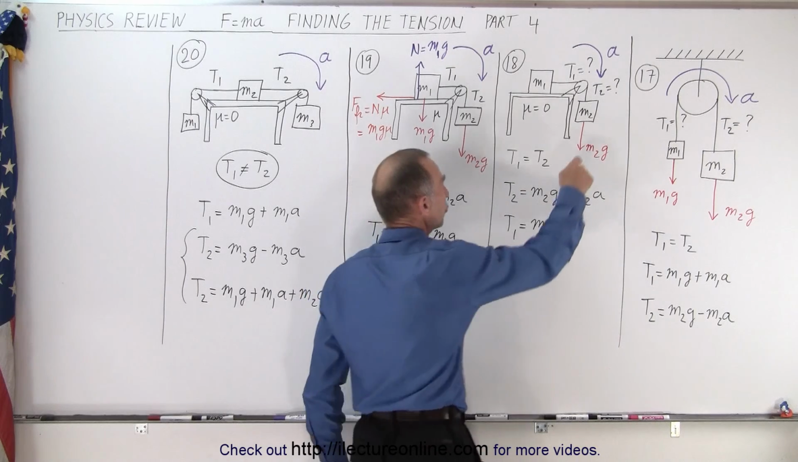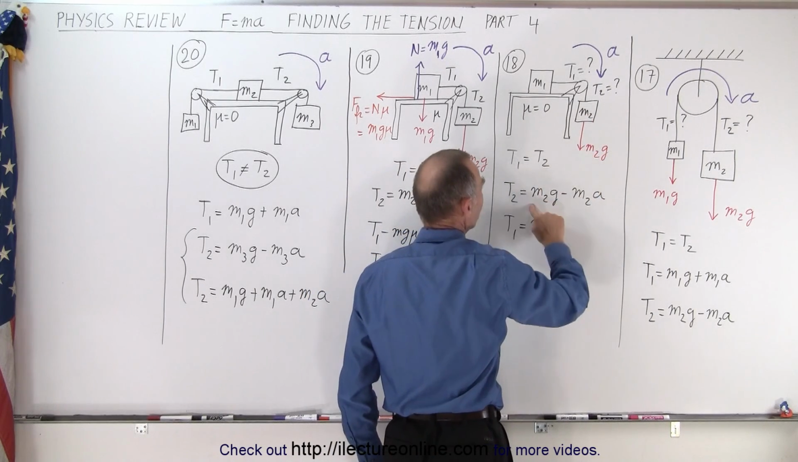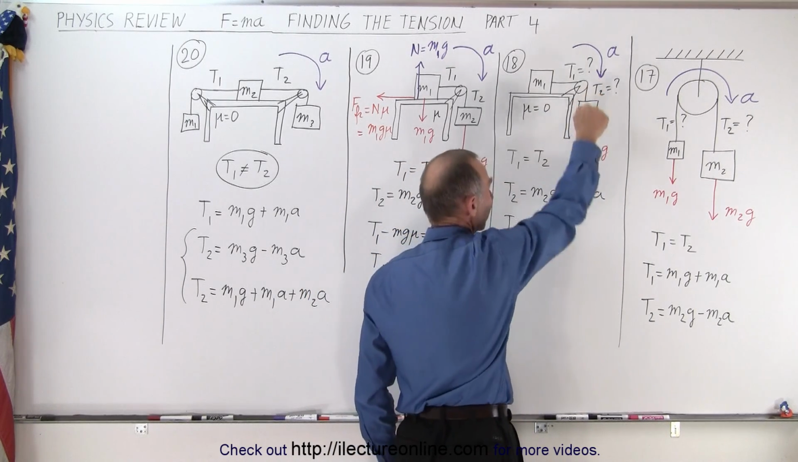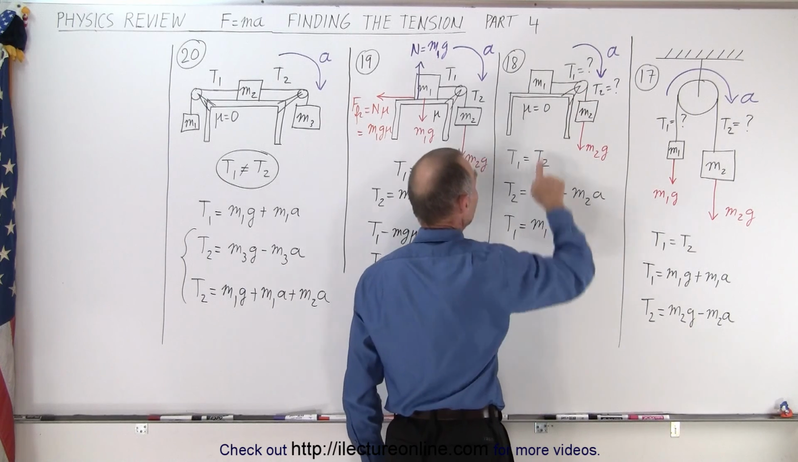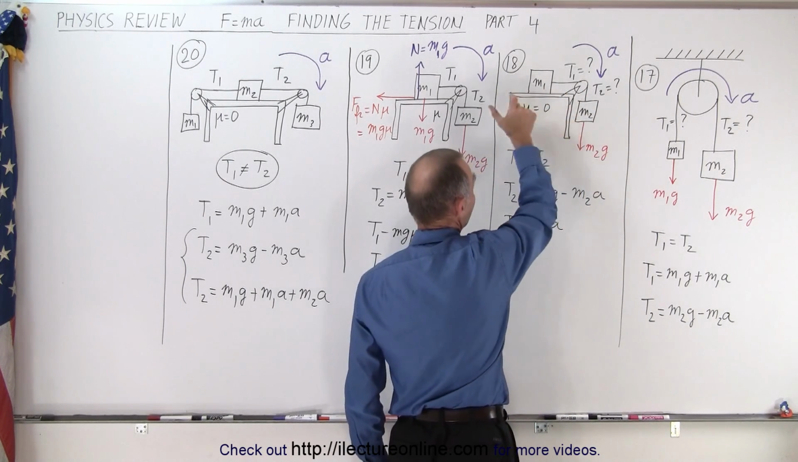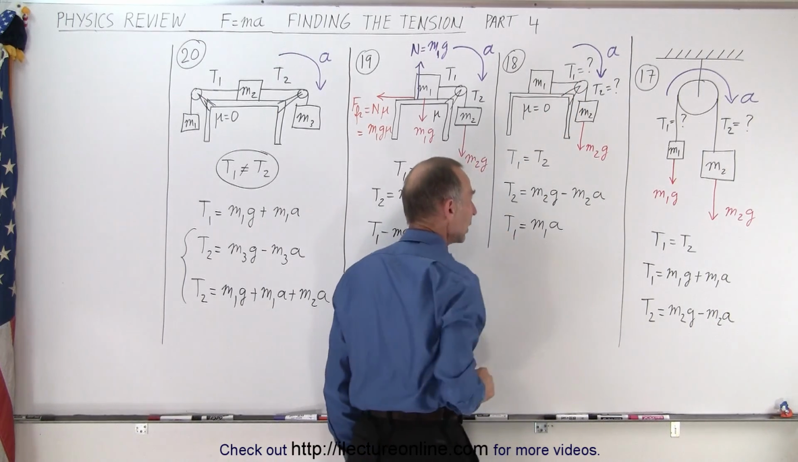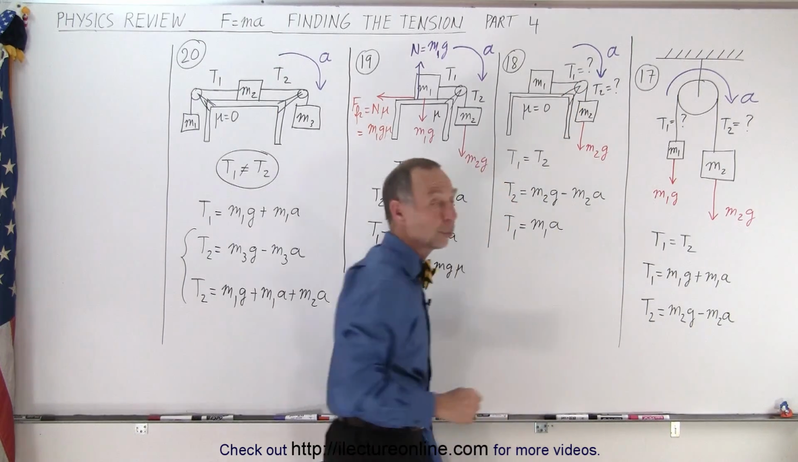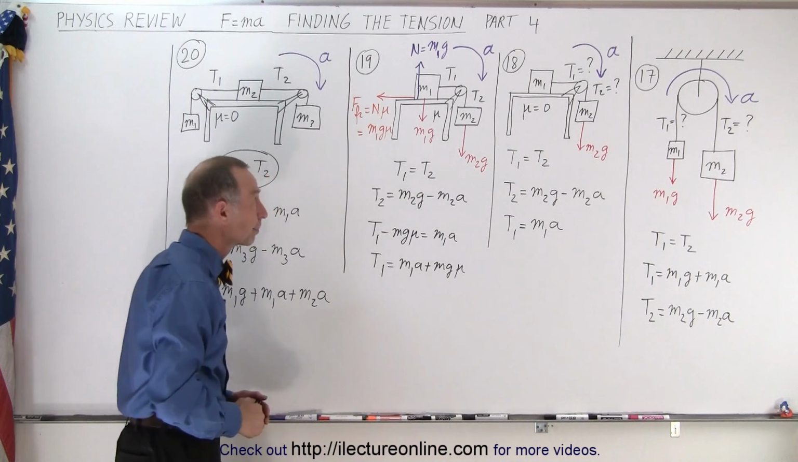In the case of T2, we can say that's equal to the weight, M2G minus M2A, because it's accelerating downward. In the case of M1 here, T1, that's simply the force required to accelerate M1, so T1 equals M1A, but again, they're equal to one another, T1 and T2.